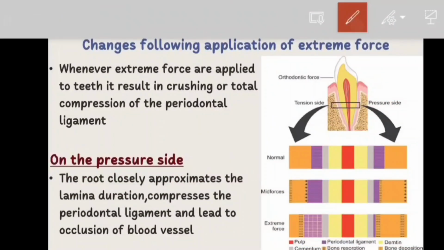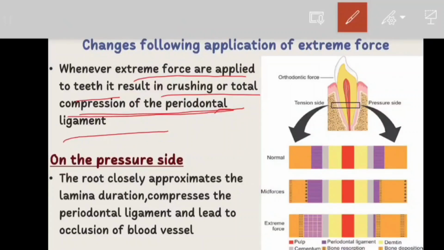Now, changes following application of extreme force. So now let's discuss what happens when excessive force is applied. A question for you: if light force is good, then more force should be better. The answer is wrong. Heavy force creates problems. Whenever extreme force is applied to teeth, it results in crushing or total compression of the periodontal ligament. Okay. So here the periodontal ligament becomes totally compressed.